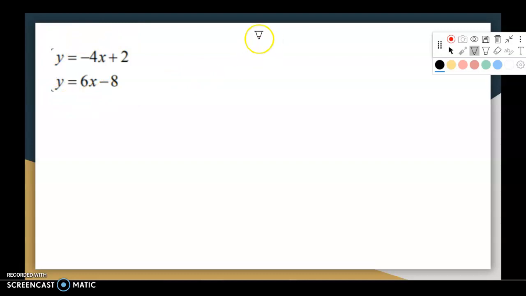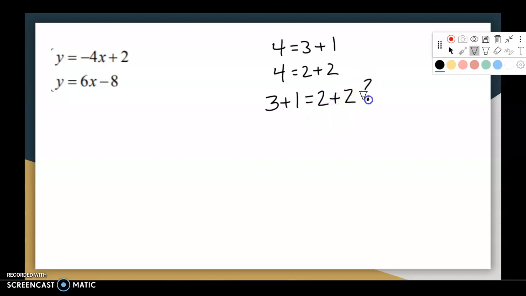All right, so over here on the side, I'm going to show you something, and then we're going to use it to try to solve this problem. So let's see. I know for certain that 4 is equal to 3 plus 1. I also know for certain that 4 is equal to 2 plus 2. So now, if I know 4 is equal to 3 plus 1, and I know 4 is equal to 2 plus 2, then isn't it true that 3 plus 1 is equal to 2 plus 2? Sure, of course it is, because both of these are equal to 4.